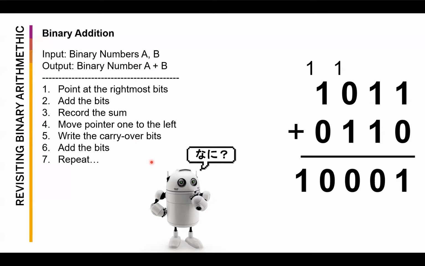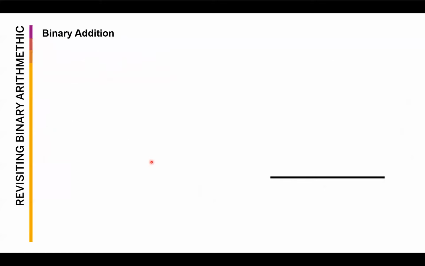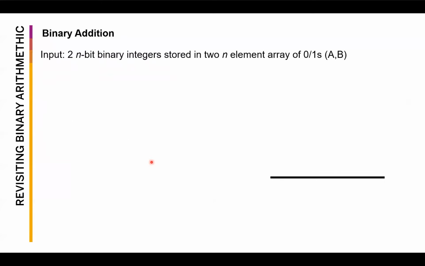Okay, so what if I convert this? Instead of saying we have two binary numbers, let's say we have two n-bit binary integers, so the length is defined. It's n-bit, stored in two n-element arrays. So now we are giving some representation of the binary integers. Let's say that we have two n-element arrays that represent the n-bit binary integers, and the element arrays are composed of zeros and ones. So now it's more clear.